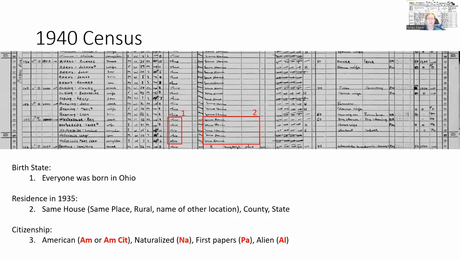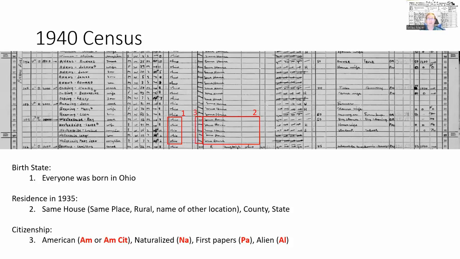You get the residence in 1935. In this case, it's the same house, but it may say same place, rural, or a name of another location, a county or state where they lived. So if it says same house, you know it was at the same address in 1935. And if it says same place, you know they lived in the same town in 1935.